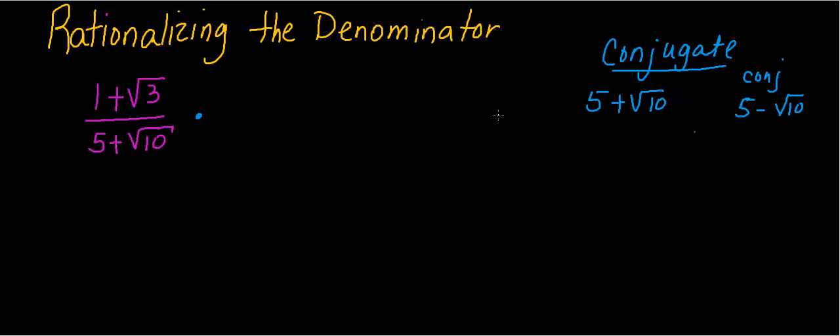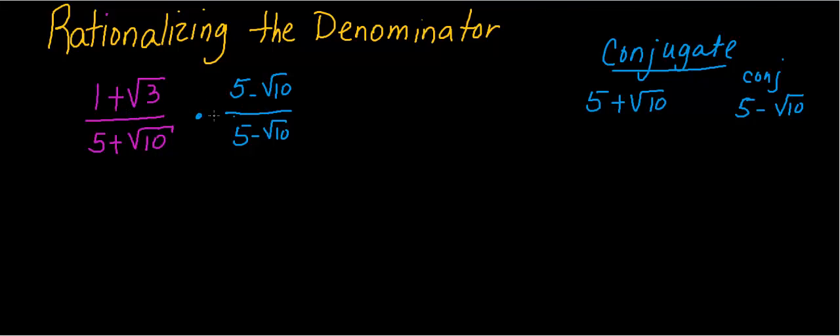I use the conjugate to get rid of this. What I do is I multiply by 1, but the 1 is disguised as a conjugate. Okay? I will write 5 minus the square root of 10 and 5 minus the square root of 10. These have to be identical so that they're equal to 1. And I want to multiply by 1 because I don't want to change the original value of this expression. So by multiplying by 1, I keep the original value. It's just going to be dressed up differently.